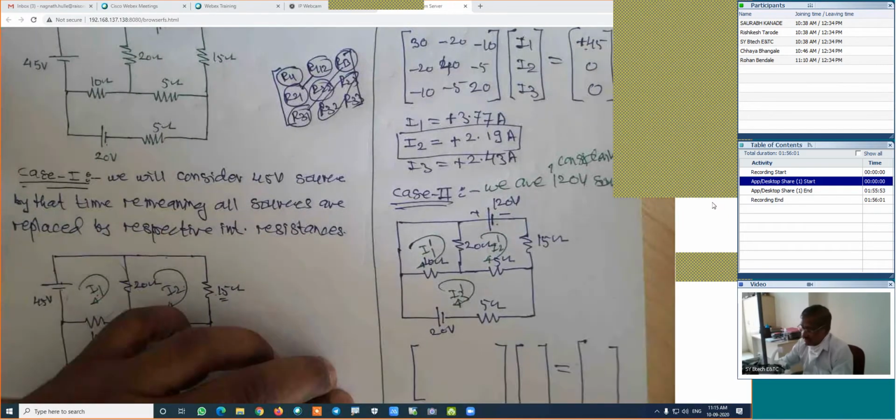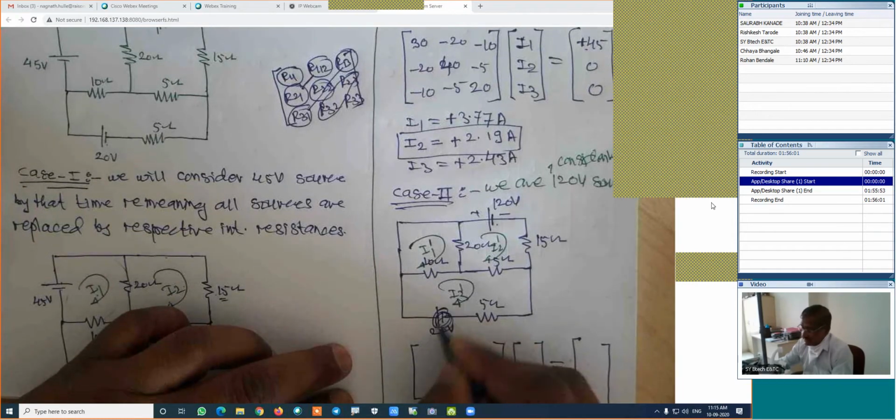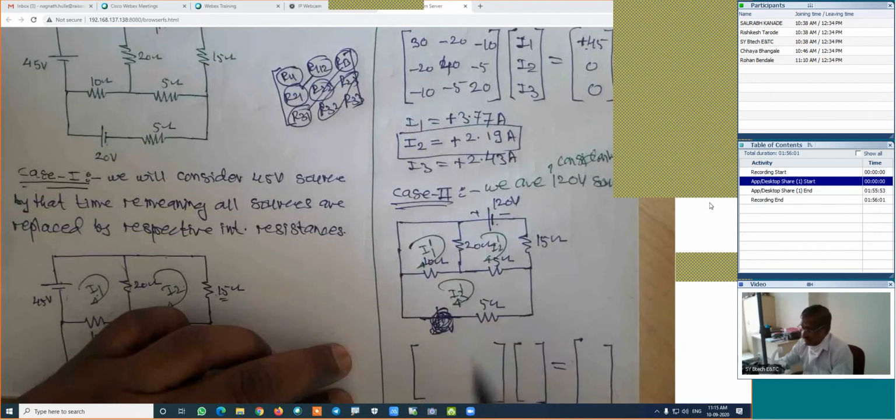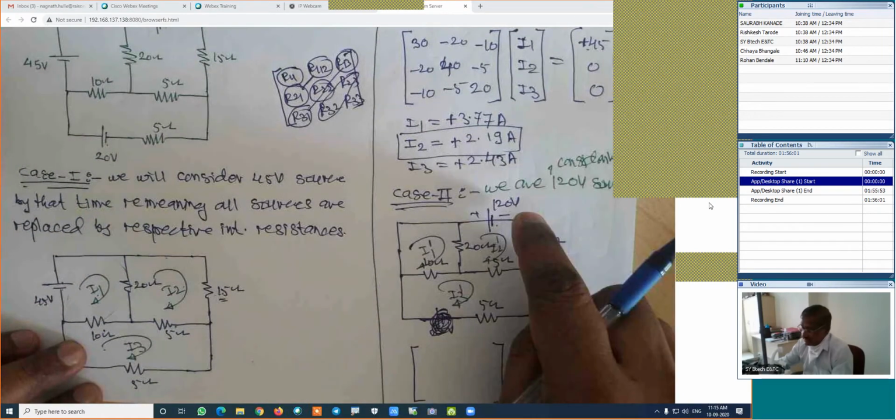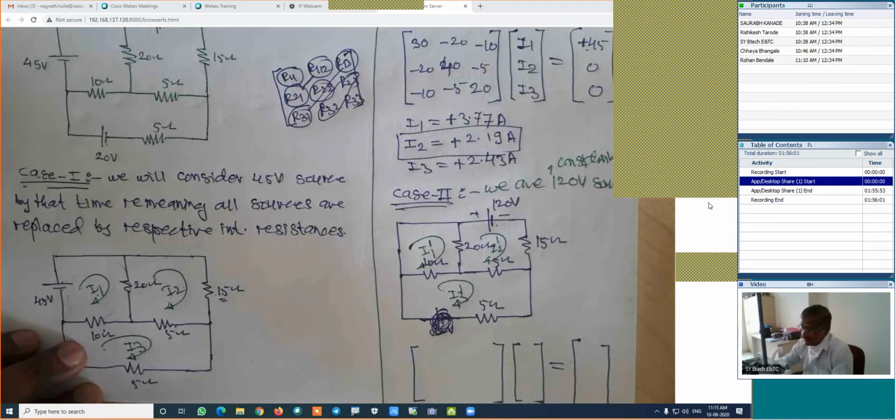Sorry. Just here, this 20 volt should be replaced by its internal resistance. Absolutely correct. Because at a time we have to consider only one source. The source we have considered, right?